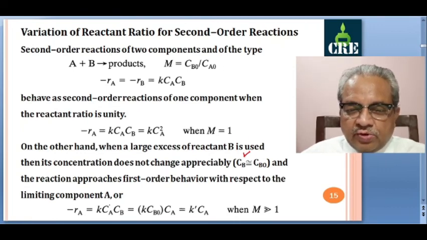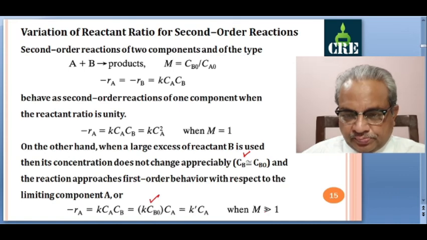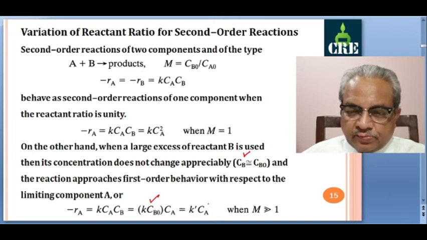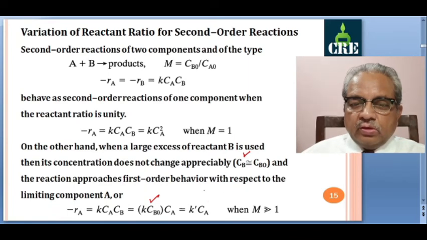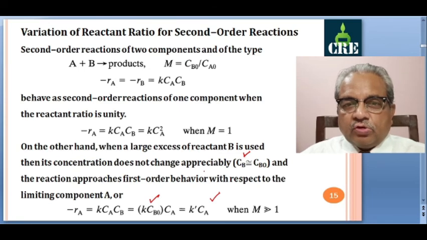So the reaction behavior: k CA Cb, where Cb is approximately Cb0 and constant. So this Cb0 value we can associate with the rate constant k, and we write some new rate constant k prime into Ca. So for M much greater than 1, a very high value of this ratio, or Cb in large excess initially, this becomes first order behavior. This behaves as a first order reaction. We call it pseudo first order.